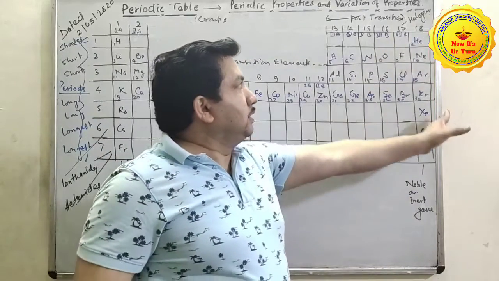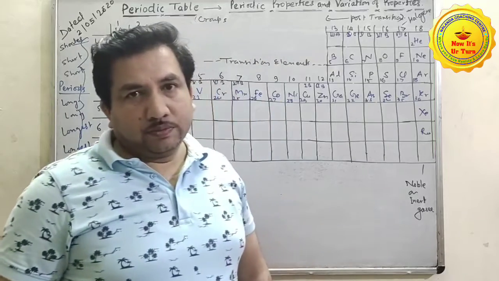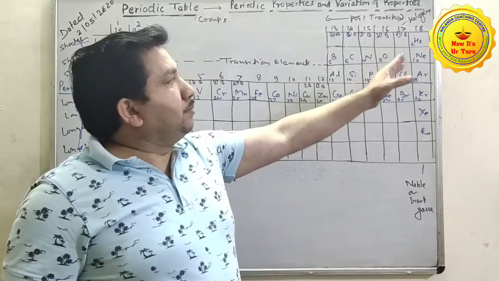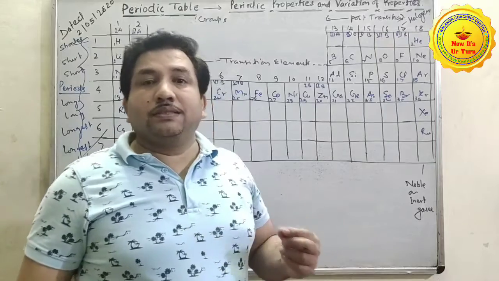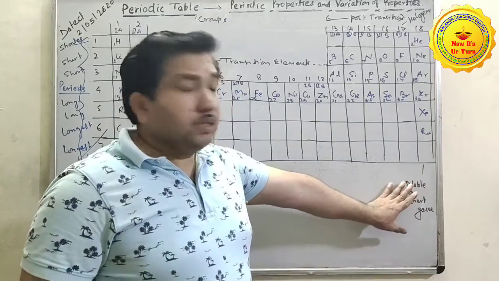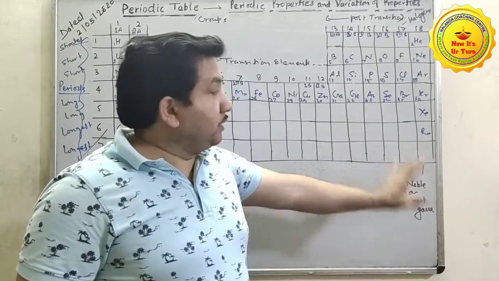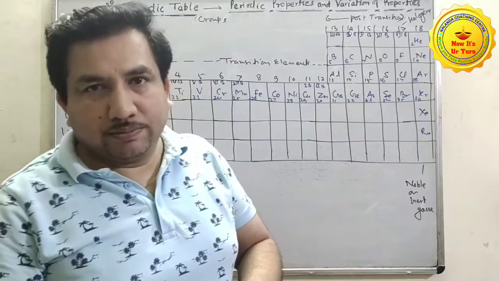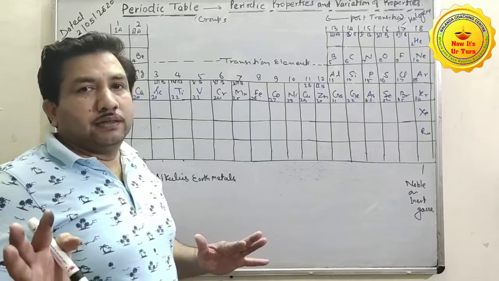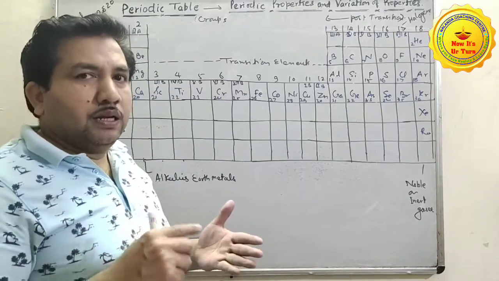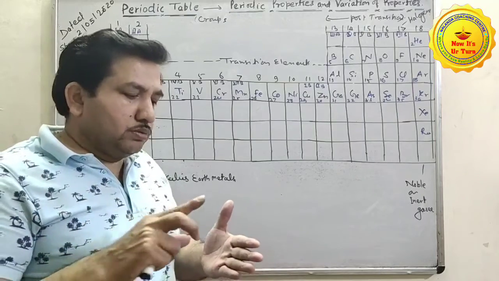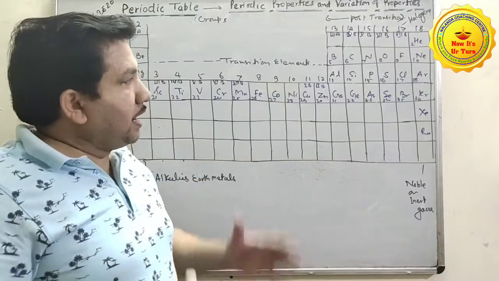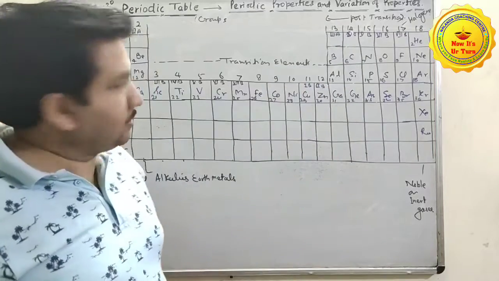Clear? Whereas 18th group elements are noble or inert gases. And you already know about the noble or inert gases, which are unreactive. Helium, neon, argon. Because each atom has a tendency to complete its outermost shell with 2 or 8 electrons. It means each atom has a tendency to obey either the duplet rule or the octet rule to gain stability and become free like noble gases. Clear?